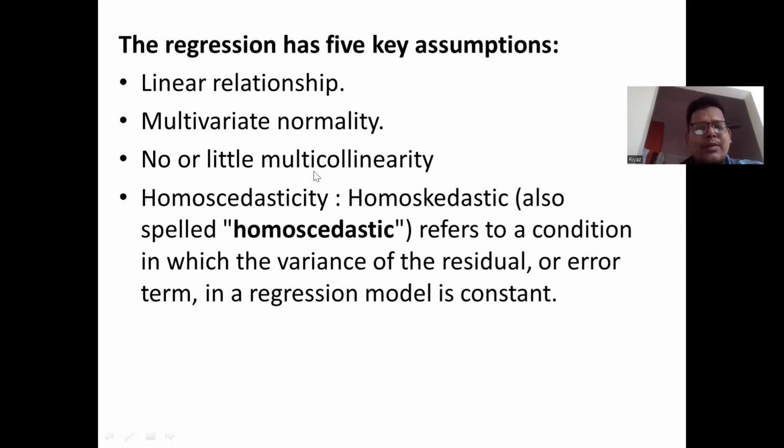We measure collinearity from 0 to 1. If it is 0, it has no collinearity. If it is 0.1, it has little multicollinearity. But if it is near 1, like 0.9 or 0.8, it means it has strong collinearity. So we take care of that by using some statistical analysis. No need to go deep into this.